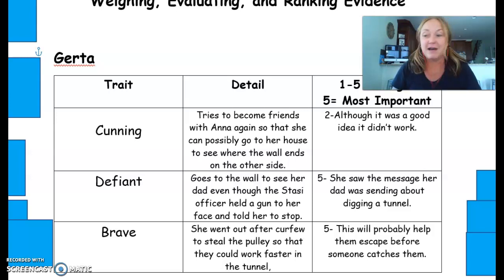Okay. That was a great lesson. Remember, we're looking at these characters and inferring why they do what they do and why they are the way they are.